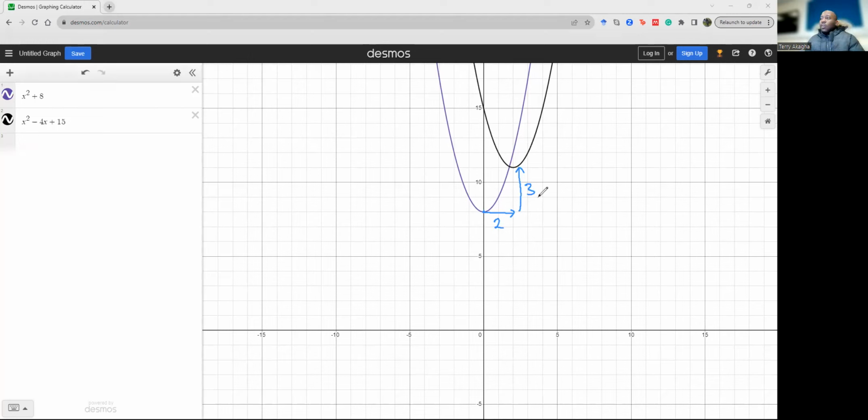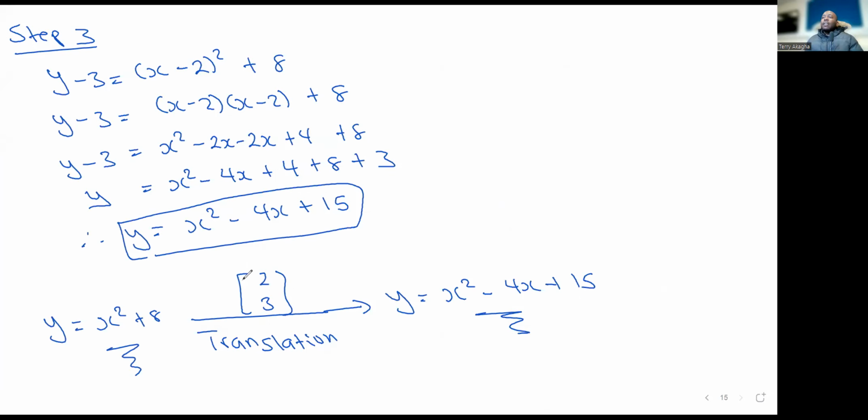Are you seeing it? So that means the initial graph was x squared plus 8. It underwent a translation of 2 units to the right and 3 units upward. And which is also exactly what is consistent with what we're expecting here as well. All right, so that is that for that.